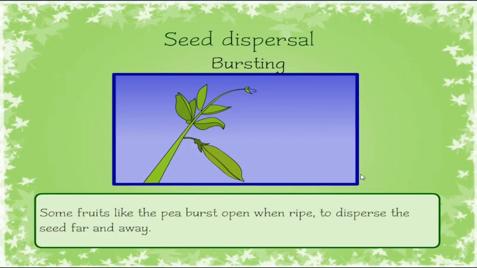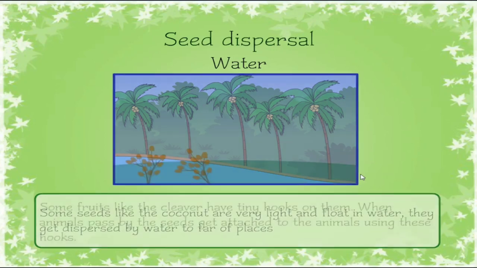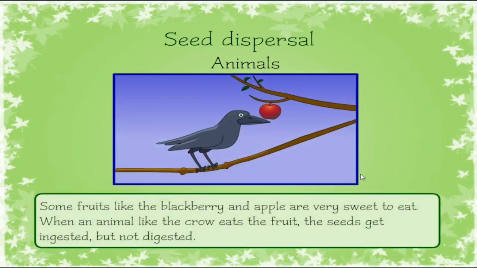Bursting. Some fruits, like the pea, burst open when ripe to disperse the seed far and away. Water. Some seeds, like the coconut, are very light and float in water. They get dispersed by water to far off places. Animals. Some fruits, like the cleaver, have tiny hooks on them. When animals pass by, seeds get attached to the animal using these hooks. These seeds are then dispersed by the animals.